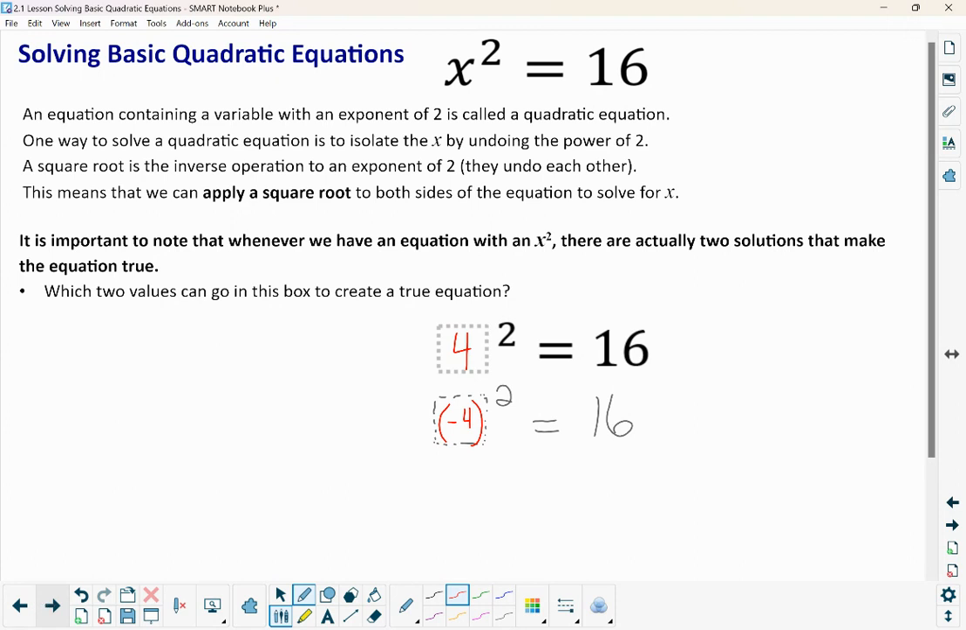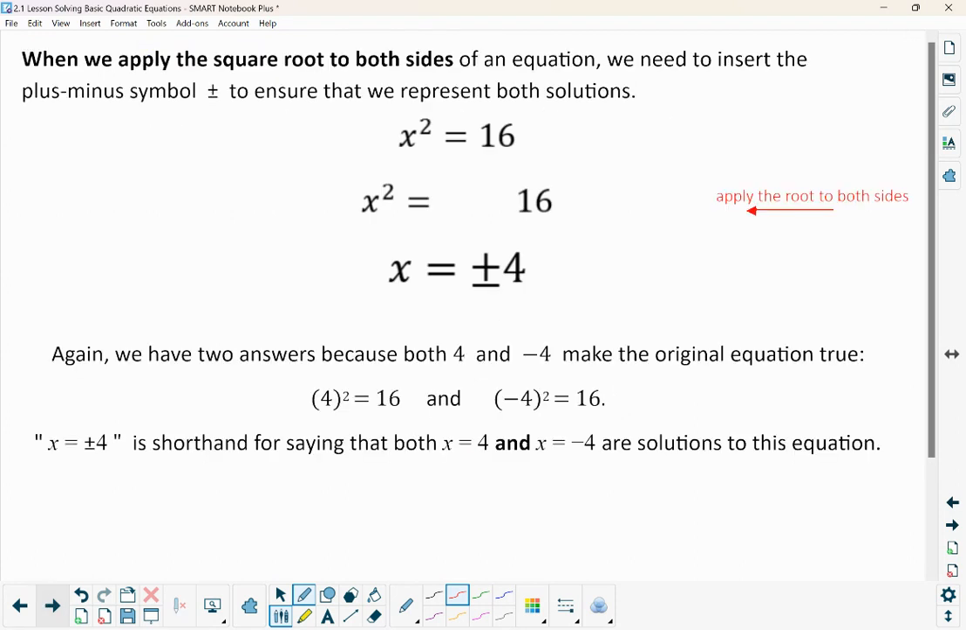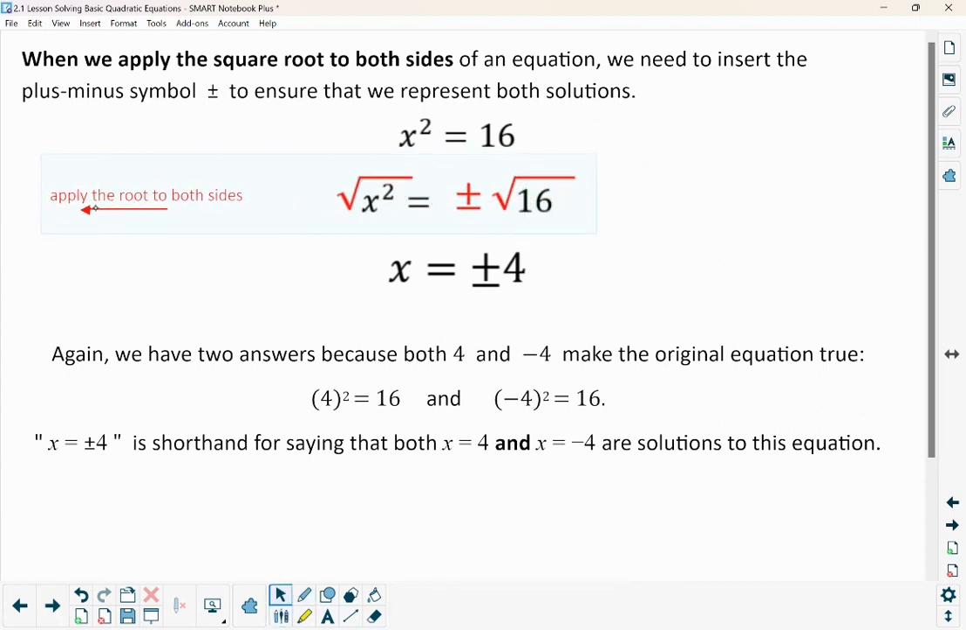So when we apply a square root to both sides of an equation, we need to insert a plus minus symbol to ensure that we represent both solutions. So when we root both sides, we put this fancy little plus minus symbol in front of the root that's with the number. Now, this looks kind of funny: x equals plus minus 4. Well, this is just shorthand.